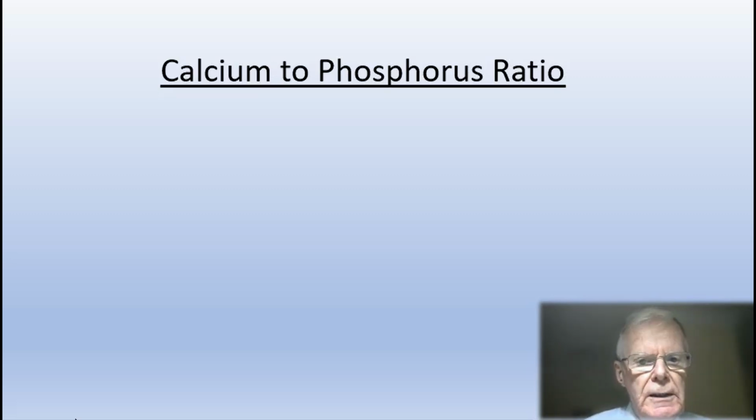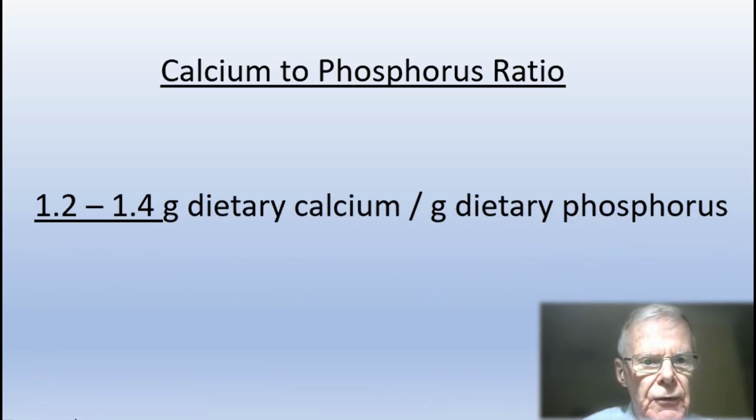One of the most important requirements in formulating a diet for both dogs and cats is to ensure that the dietary calcium to dietary phosphorus ratio is within certain limits. If outside these limits, then a whole range of defects in calcium and phosphorus homeostasis may develop. The ratio should lie between 1.2 grams and 1.4 grams of dietary calcium for each gram of dietary phosphorus. A meat-only diet is low in calcium relative to phosphorus, so a supplement of calcium would be needed.